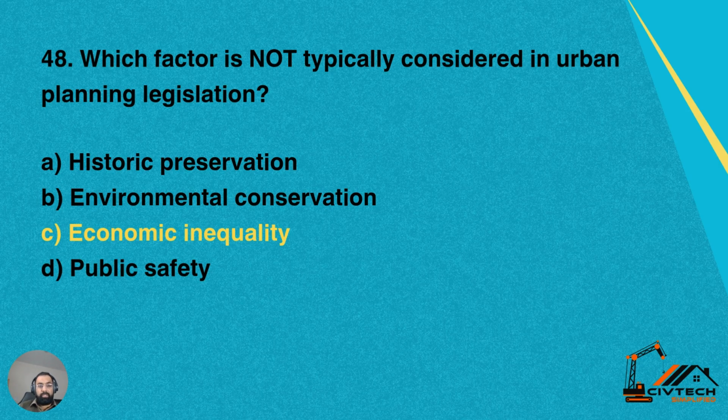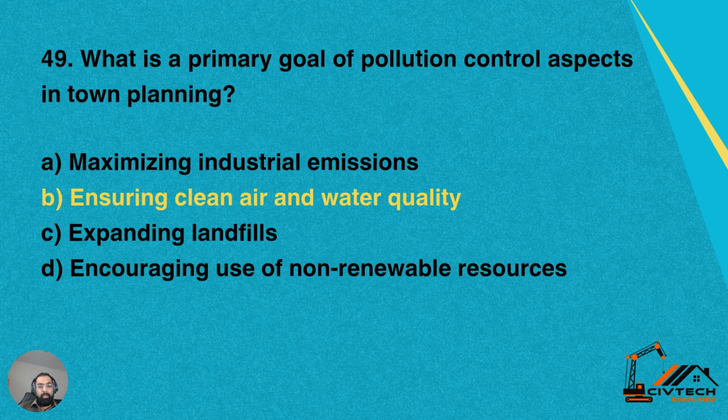48. Which factor is not typically considered in urban planning legislation? Again, legislation part comes in, but here the question is a bit of a twist: which factor is not considered in urban planning legislation? A. Historic preservation, we do consider this. Environmental conservation, we consider this. Number C. Economic inequality. Public safety, we consider public safety. So option C is correct for this question. We do not consider economic inequality during urban planning legislation.